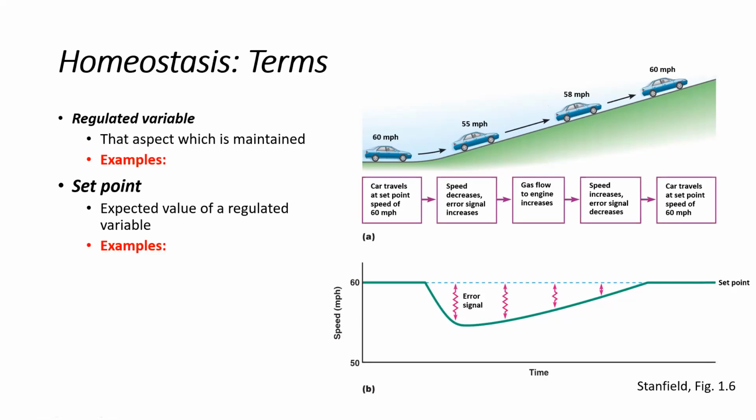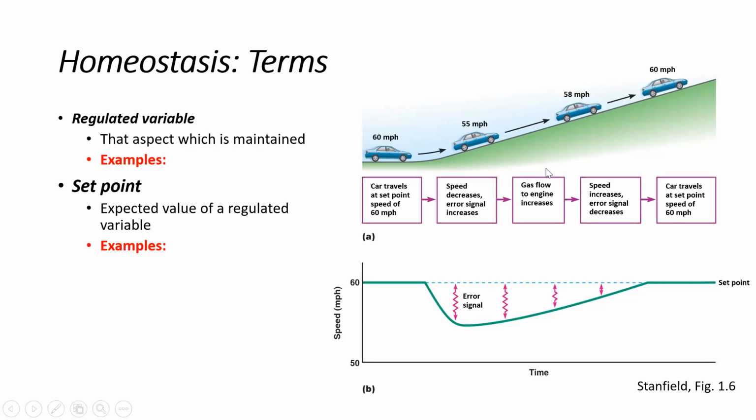And so what this example really underscores is that we've got a set point variable that we would like to maintain. We've got an error signal, and an error signal is an alarm or a signal that's sent whenever we deviate from that set point. Now, this example is showing that the deviation happens to be a decrease, but we can also think about a deviation being an increase. Let's say we were going above 60 miles per hour. That would also initiate an error signal.